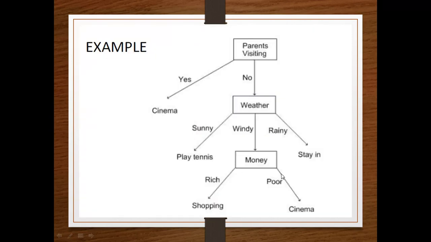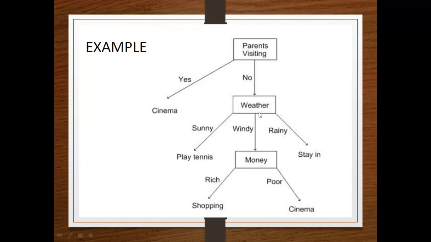So if you see, this is the end. You have not drawn anything over here; you've just kept it blank. And this is where the condition answers are. If parents are visiting, yes. And this is where the action is. If your parents are visiting, no. Then this is the action, this is the question.